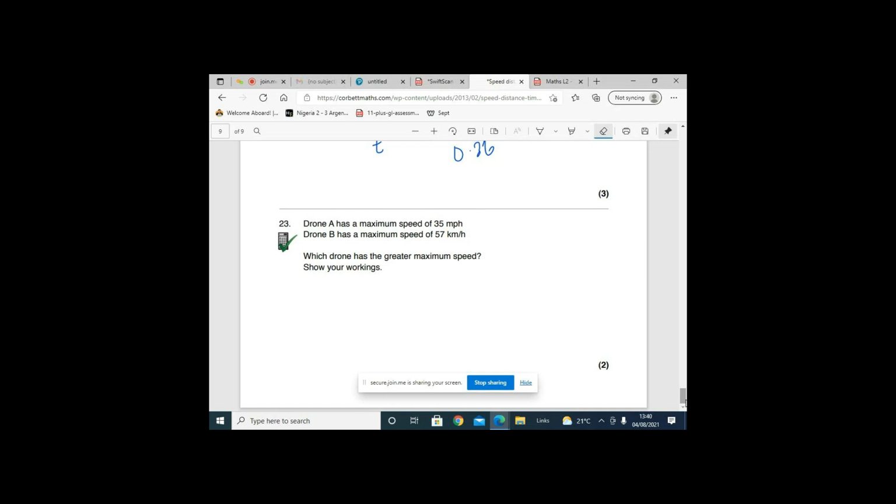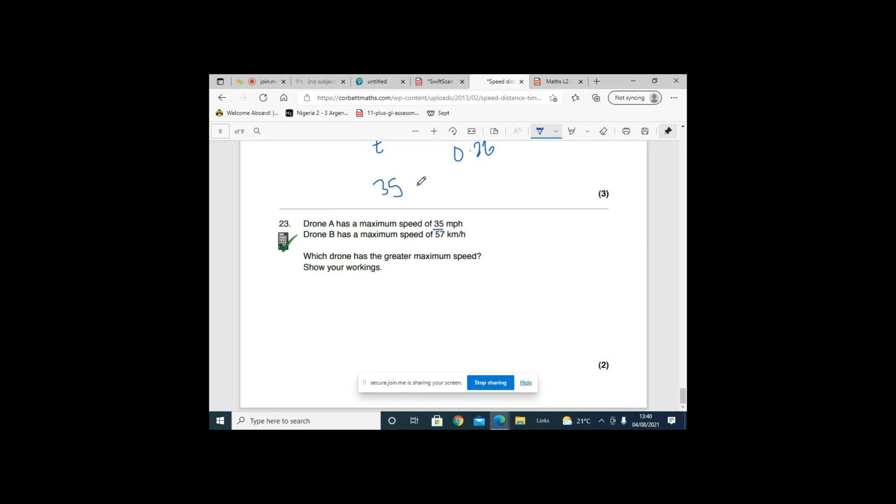Are you ready? Yes. So the greater speed is the B, because you have to multiply to change 35 miles per hour to kilometers per hour. Yes, you have to multiply. Well done. You have to multiply because if you convert miles to kilometers, you multiply by 1.6.